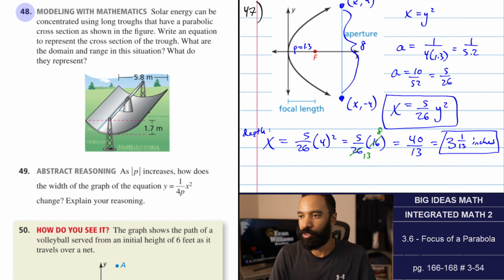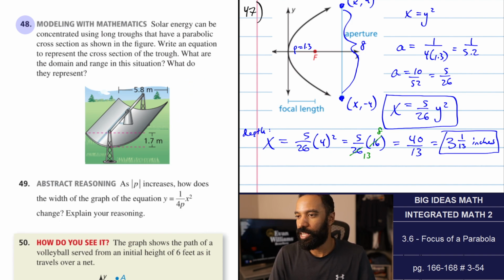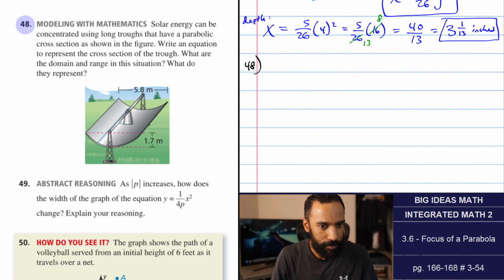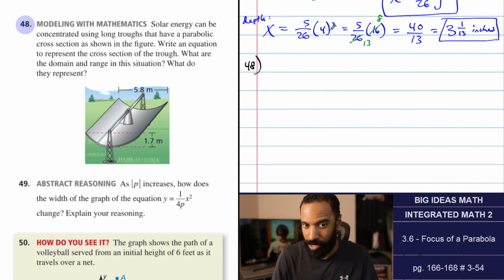Okay, number 48, modeling with mathematics. Solar energy can be concentrated using long troughs that have a parabolic cross-section as shown in the figure. Okay, I see the cross-section. I'm just trying to see what we do from there. Write an equation to represent the cross-section of the trough. What are the domain and range in the situation?